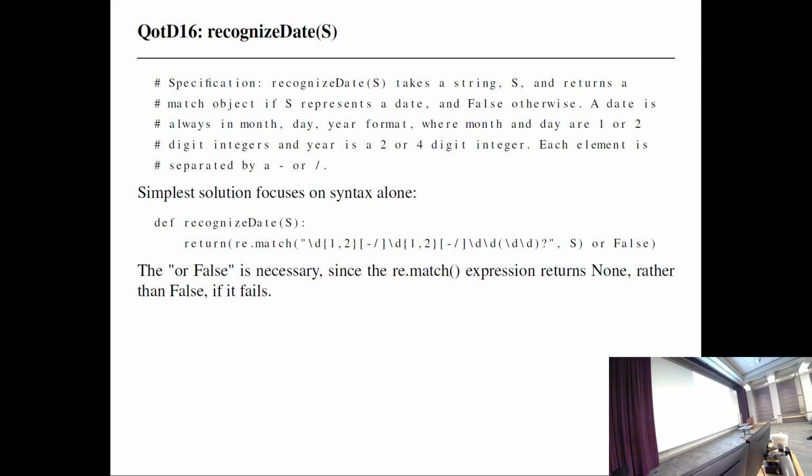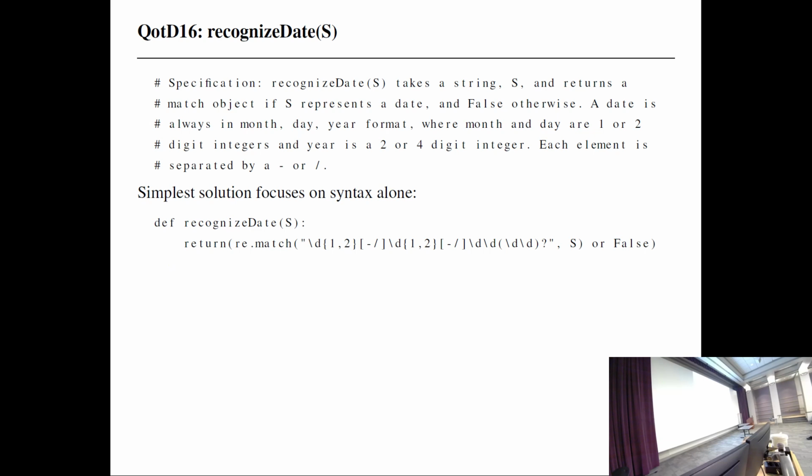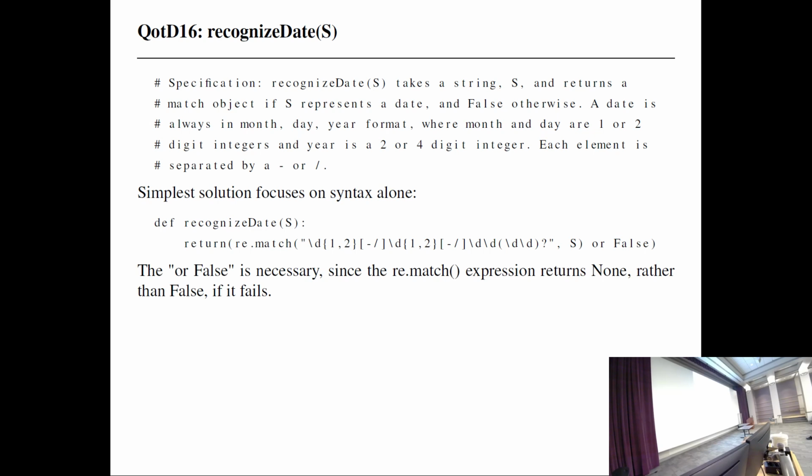The or false is needed because if this expression matches, then we get back a match object. But if it doesn't match, we get back None. And we wanted you to return false, so the or false would then trigger and give you the false that we wanted.